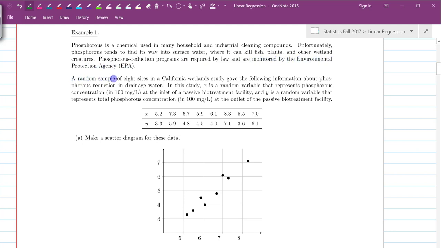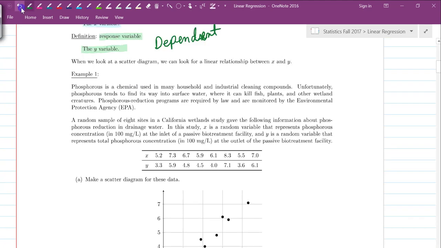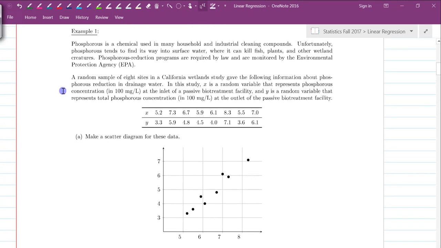A random sample of 8 sites, so that's important, so we'll highlight, oops, forgot that I wasn't in highlight mode. There we go. Let me get into highlight mode here.